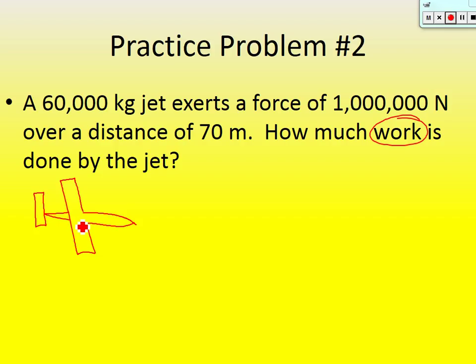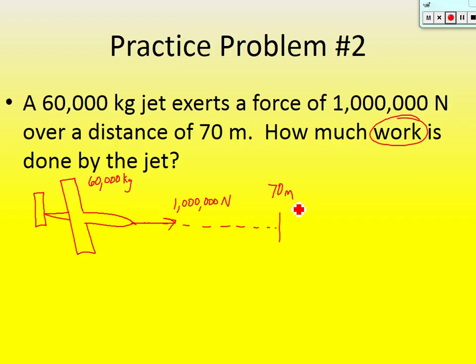Okay, there's my jet. It's got the mass of 60,000 kilograms. I'm just going to list that there. It exerts a force, so it's got a force of 1 million newtons. Okay, a very large force there, over a distance of 70 meters. So now that I've got my picture, I've labeled all the variables.